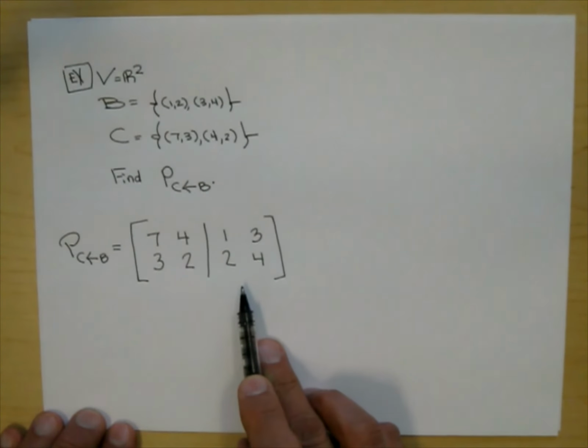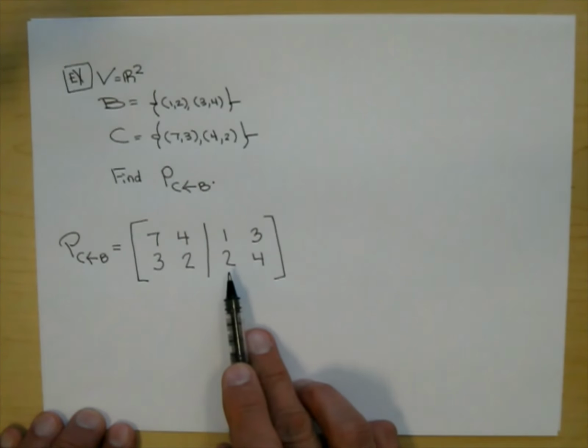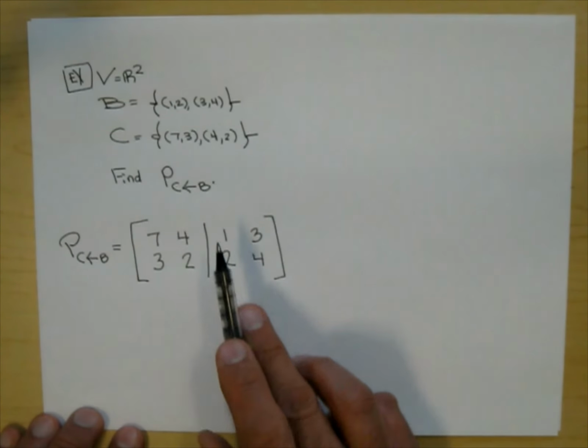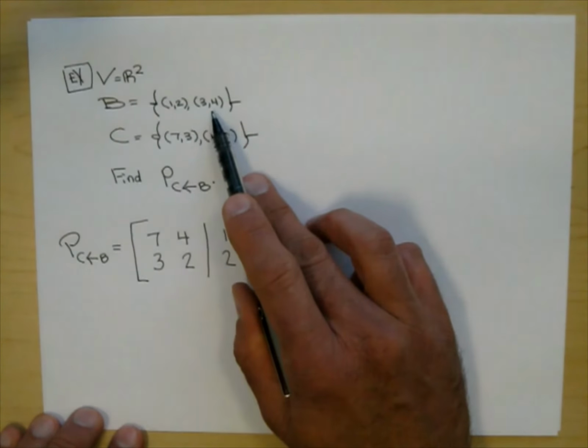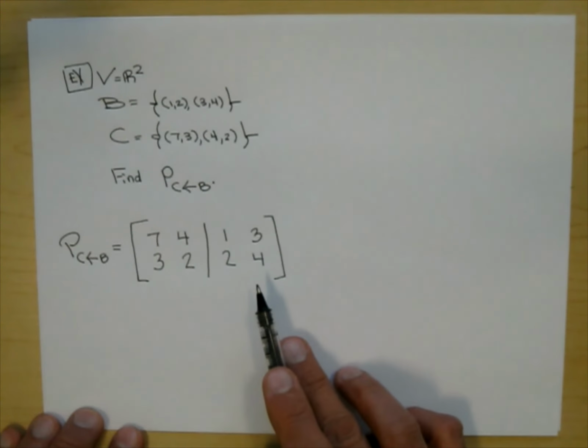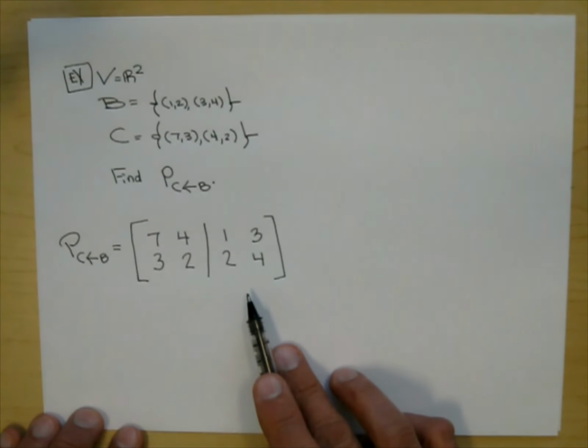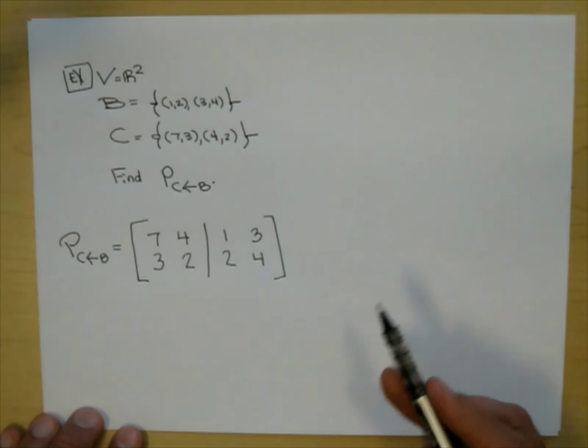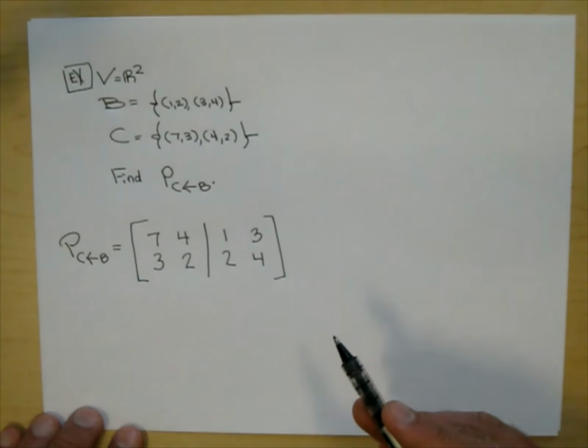Your book does not show this method. Your book says it's the component vector of this guy with respect to C and the component vector of the second one with respect to C, and that's how they do it. But this way will work on all the problems that we have to do, because we'll always be in Rn in this class when we find change of basis.